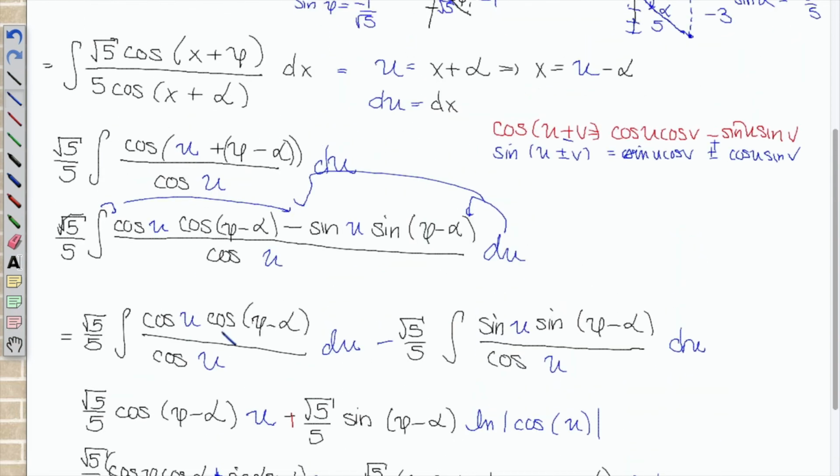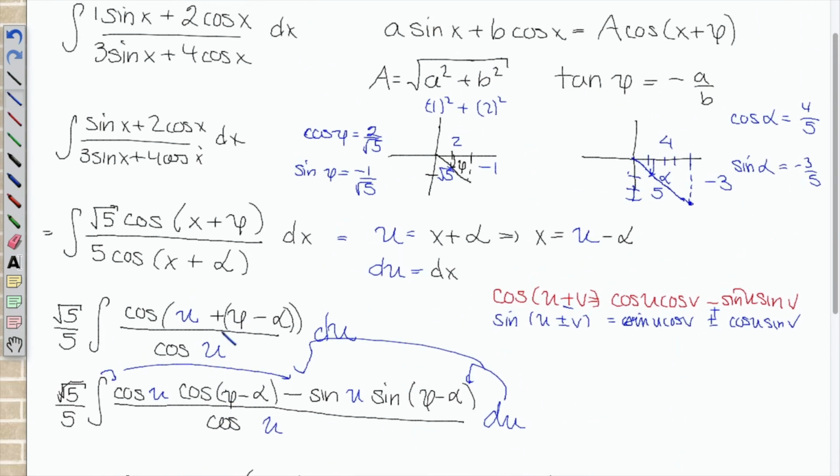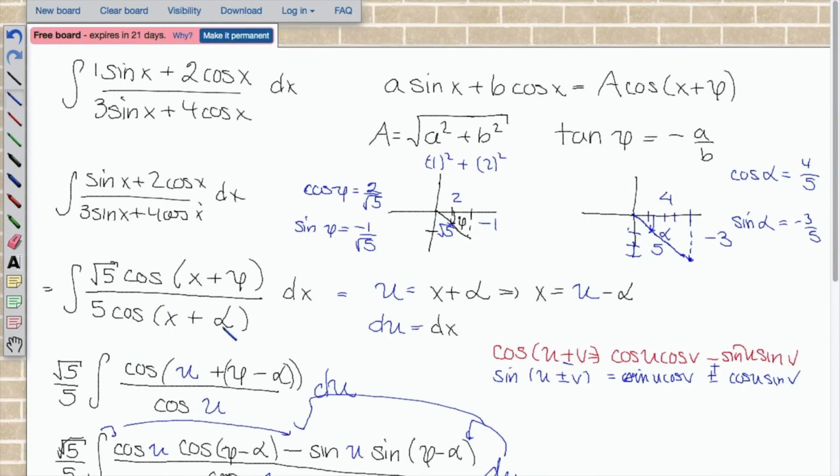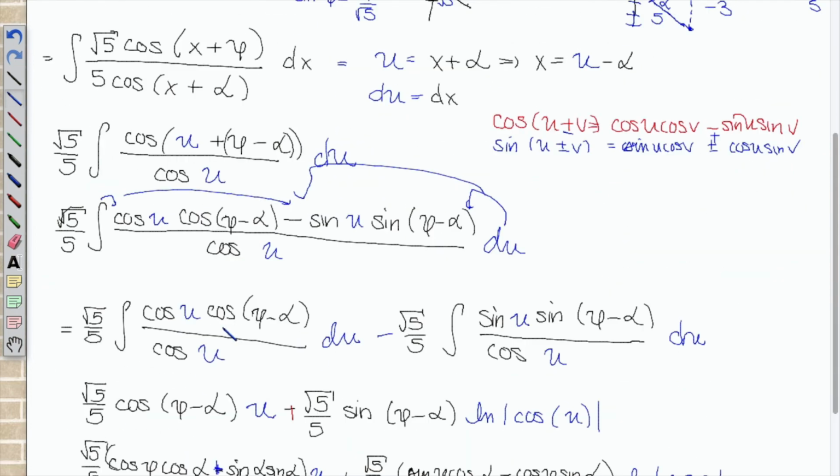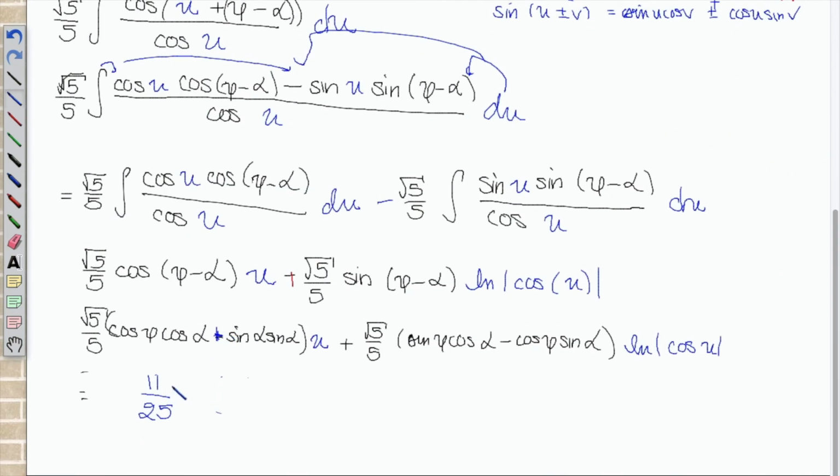U, recall what that is from our equation, is x plus alpha. And we know alpha is arctangent of negative 3 divided by 4. So we'll plug that in. This becomes x plus arctangent of negative 3 divided by 4. And we're done with this piece of the puzzle. Now that we've done that, we do the next piece. Sine, cosine, cosine, sine.